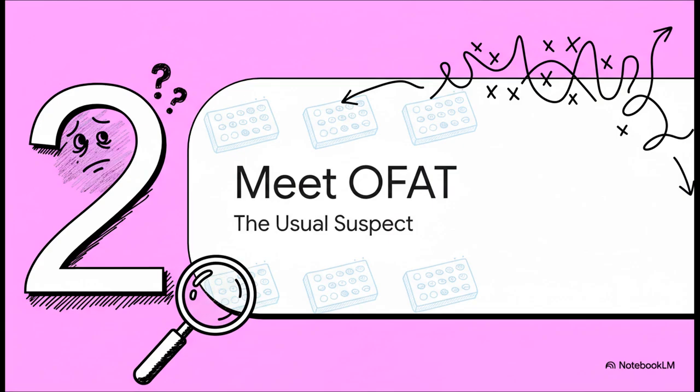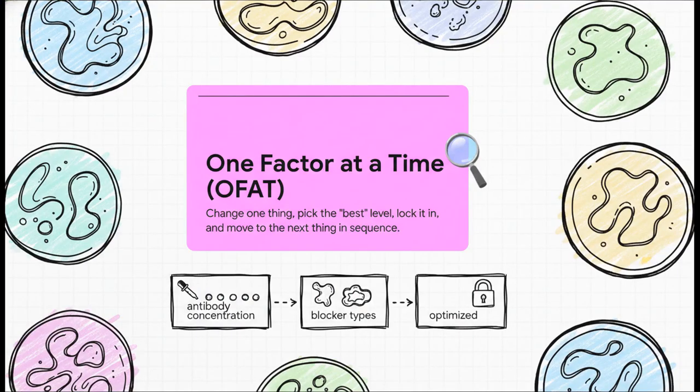So what is this method that's causing all this chaos? Well, let's meet the usual suspect, a method that I'm willing to bet many of you are using right now. It's called OFAT, one factor at a time. And the logic seems totally sound, doesn't it? You hold everything else steady, you test a range for just one thing, like your antibody concentration. You find the best one, great, you lock it in.